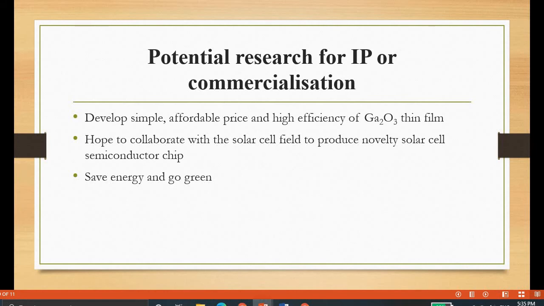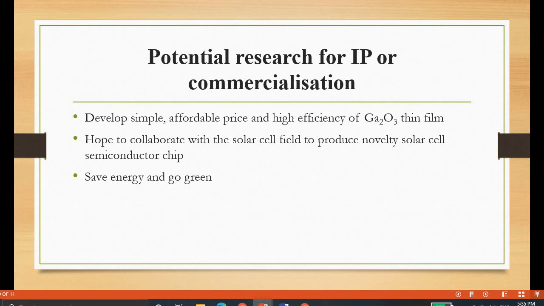For the potential intellectual property for commercialization, I will be developing a simple, affordable, and high efficiency gallium oxide thin film. I'm hoping to collaborate with solar cell researchers so that I could produce the solar cell semiconductor chip, which is quite novel and still nobody is doing it. So this might also be my PhD focus goal next.